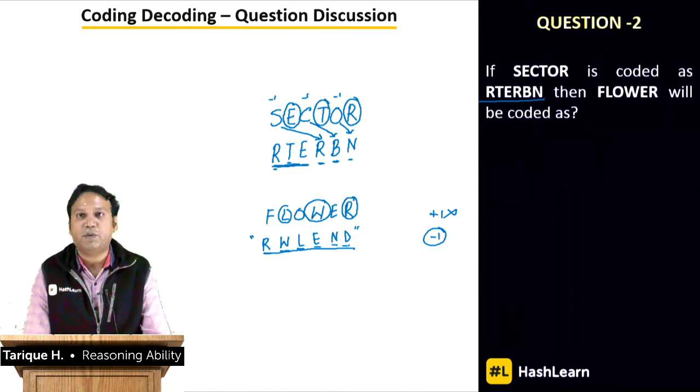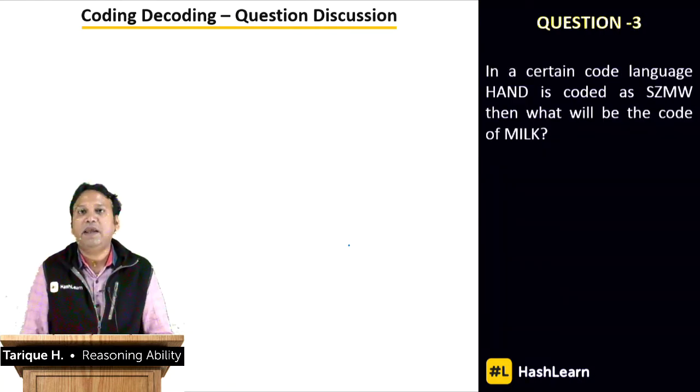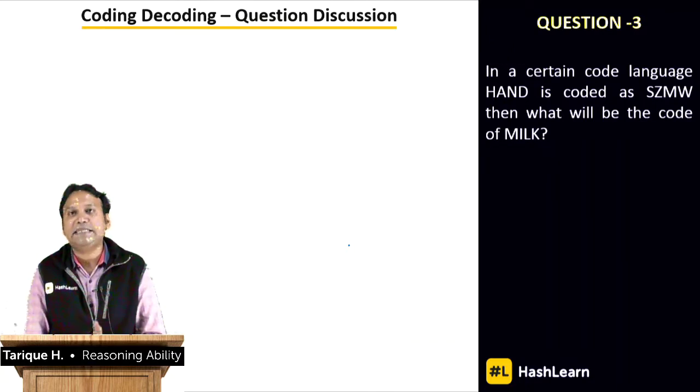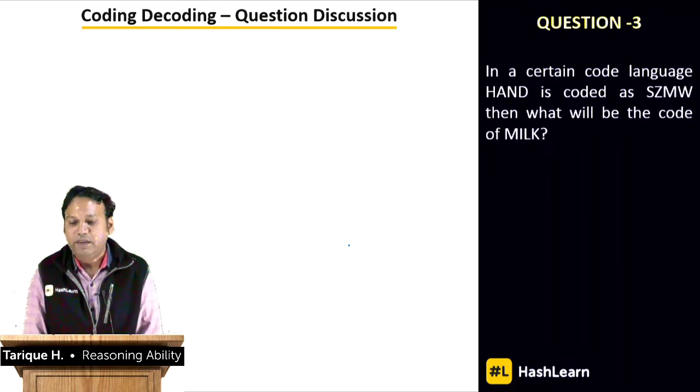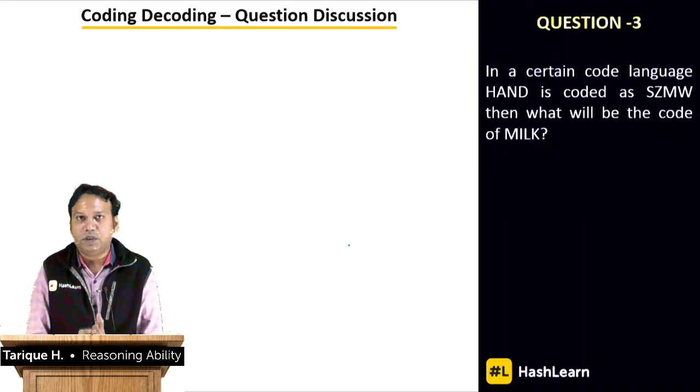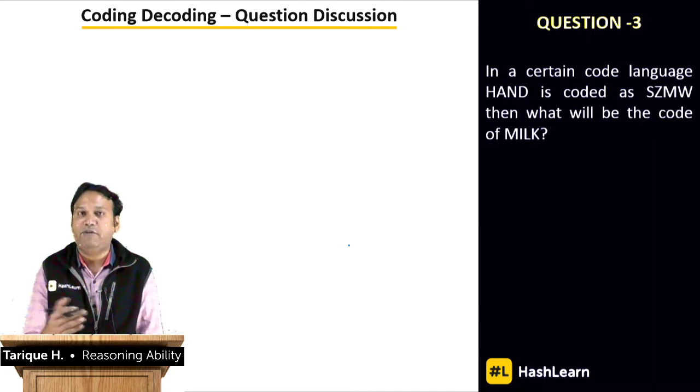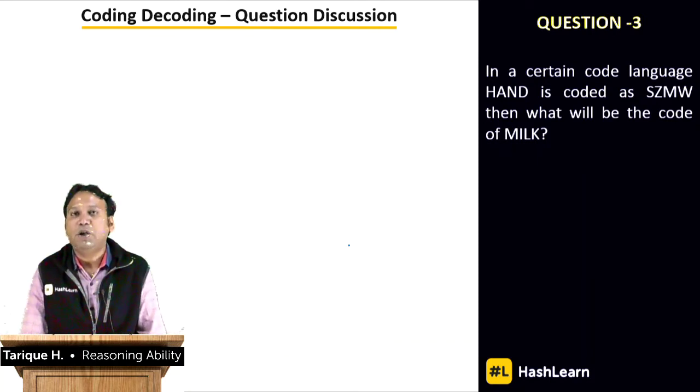So here is the third question for you. In a certain code language, hand is coded as SZMW, then what will be the code for milk? Write down the word hand, below that write down its code SZMW, and then write down the word milk and try solving it. I'll give you some time here to note down the question and try it out yourself, and then we'll be discussing the answer on the screen.